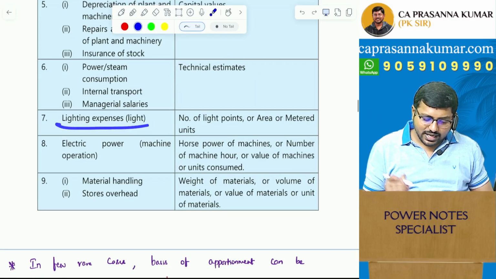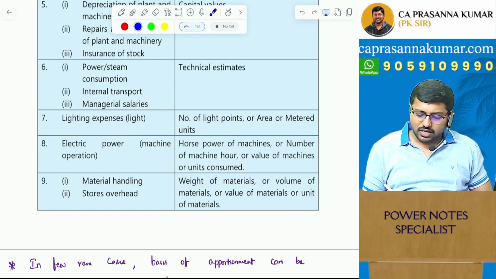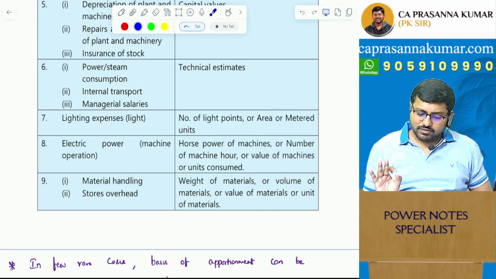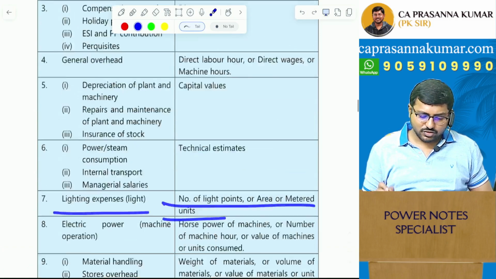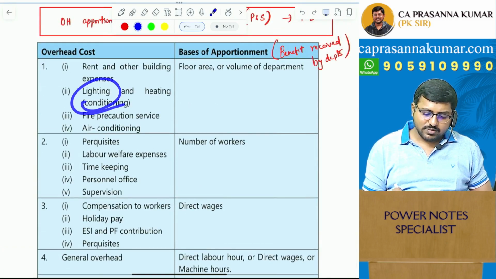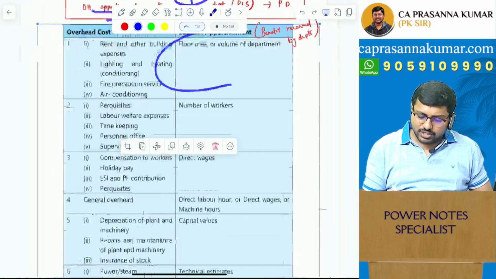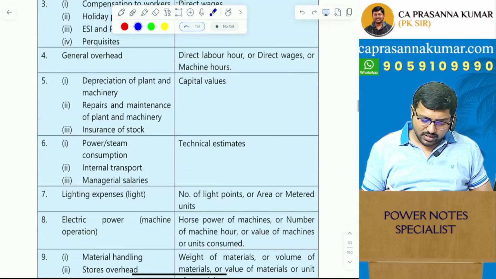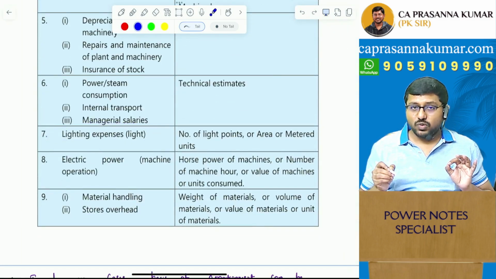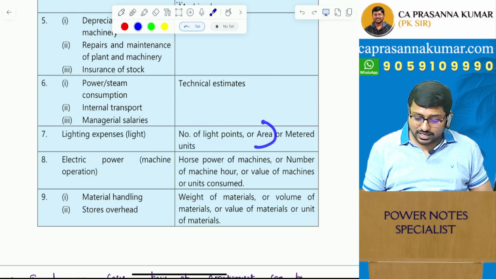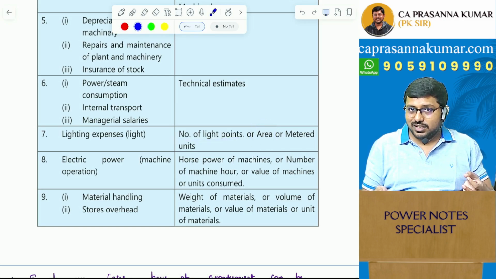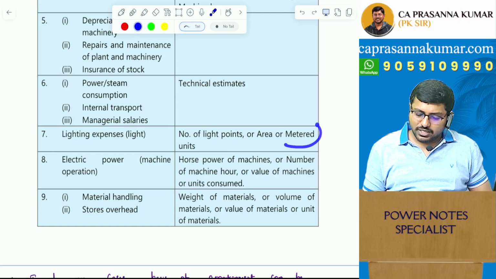Next, lighting expenses. Just the light. It will be based on number of light points or area or metered units. It depends upon what kind of data is given in the question. So read the question carefully. Accordingly, you will apportion these lighting expenses. Don't get confused with this. Here it is lighting and heating, which will be based on floor area. Whereas here we are talking about lighting expenses only. This will be based on number of light points or area also. But if light points is given, the priority, the importance will go to light points. Clear? If that is not given, then probably you'll go with area or metered units, depending upon the data given in the question.